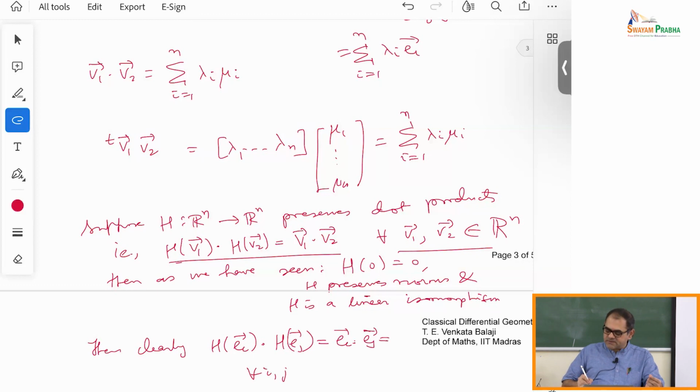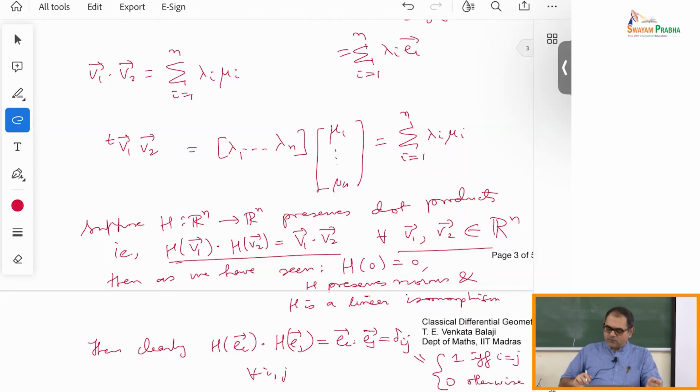Okay, and mind you, this is of course delta ij by definition, where delta ij is the Kronecker delta. Delta ij is 1 only when i is equal to j, otherwise it's 0. So delta ij is the Kronecker delta. This is 1 if and only if i equals j, and 0 otherwise.